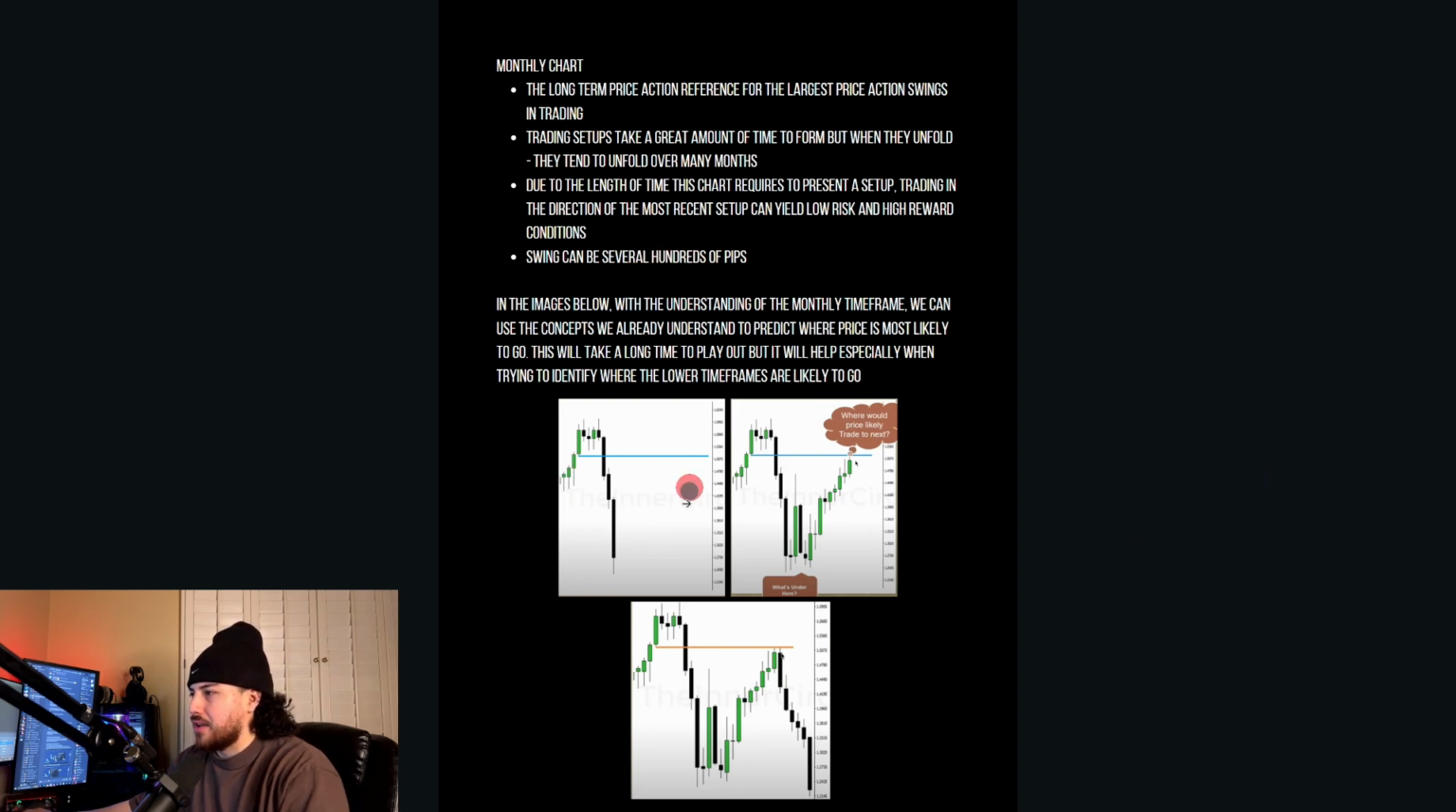And I did not break down these images just yet, but he's showing here as price pushed on down, this will be a nice order block that most likely price will want to come up into. Where you see here, where would price likely trade to next?